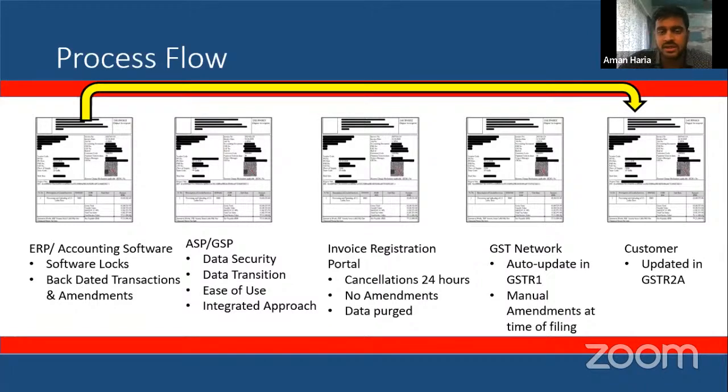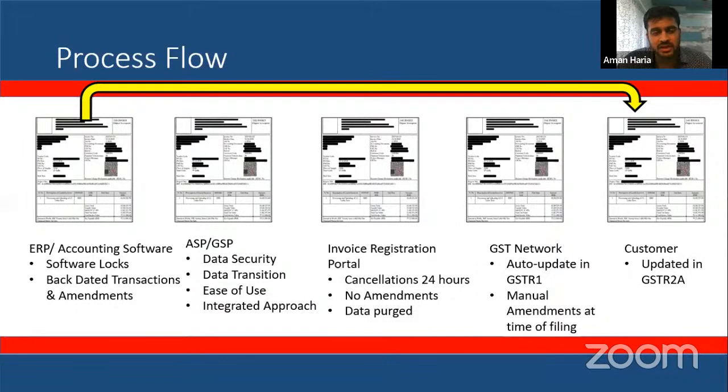However, once e-invoicing is made mandatory, this entire process is going to change. How is this going to change? Here it is. Basically, your ERP or your accounting software will record the basic details of invoices. Once these details are recorded, and once you have opted for ASP GSP, the ASP GSP is going to take the data and push it to the invoice registration portal.